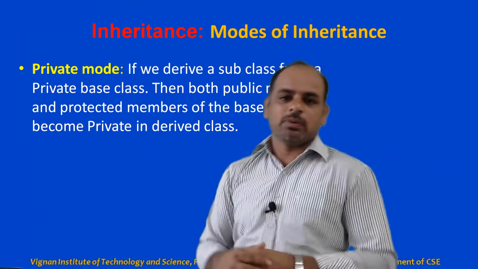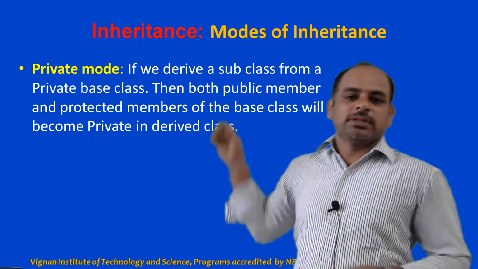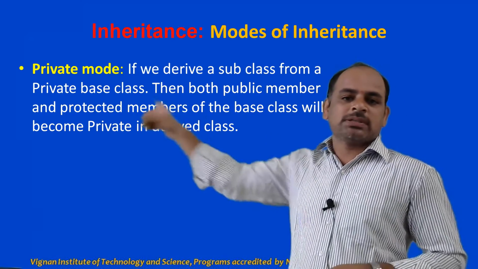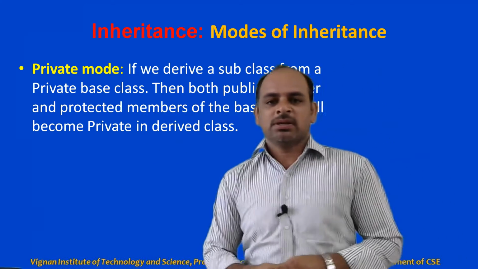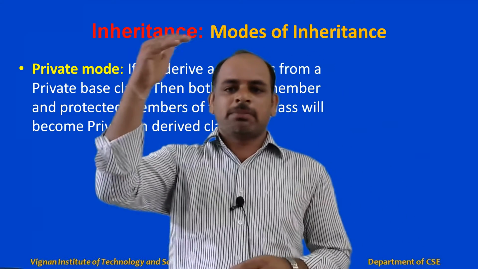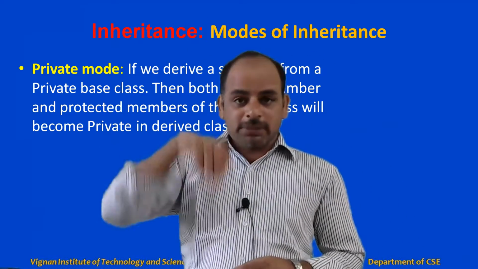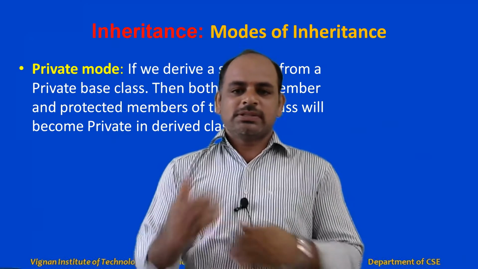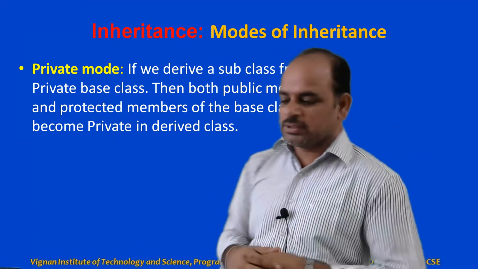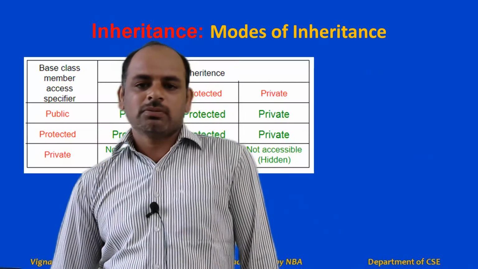So next, private mode. If you derive a subclass from a private base class, then both public members and protected members of the base class will become private members in the derived class. Whatever public and protected members are there in the base class become private members in the derived class here. So these are the three modes of inheritance. You can see in summary the table what they will become here.